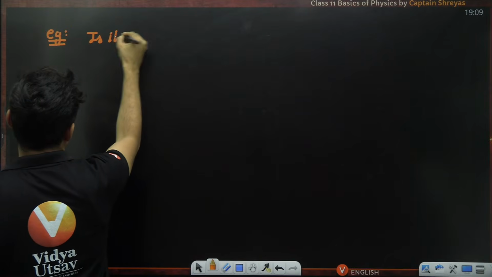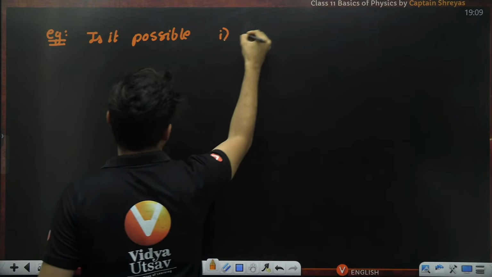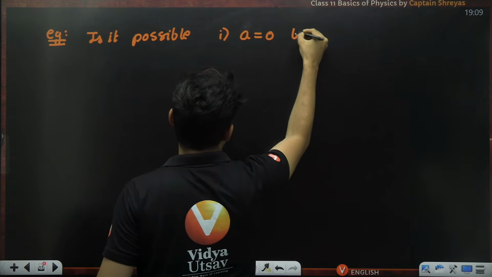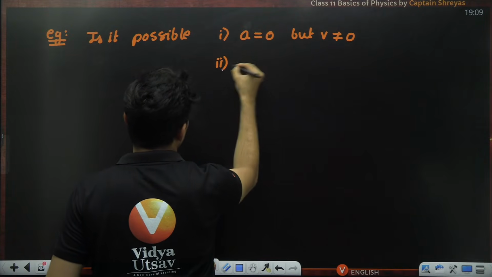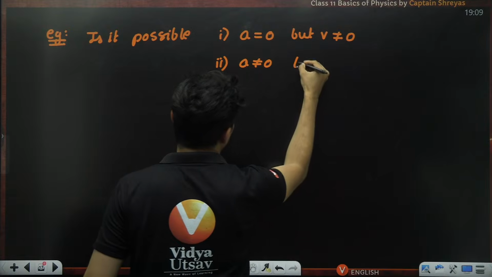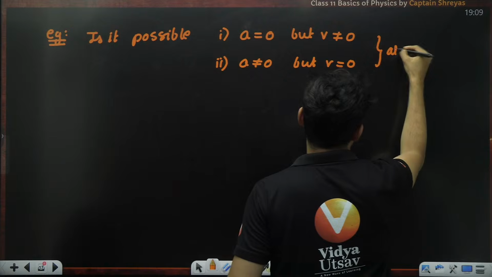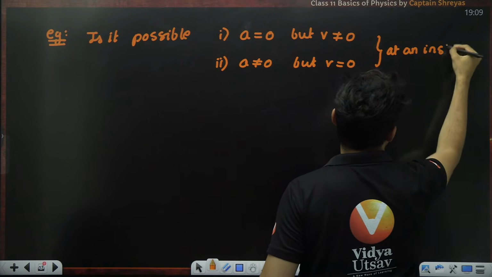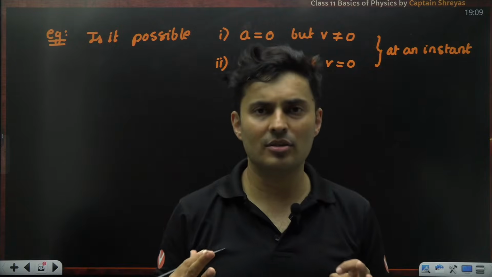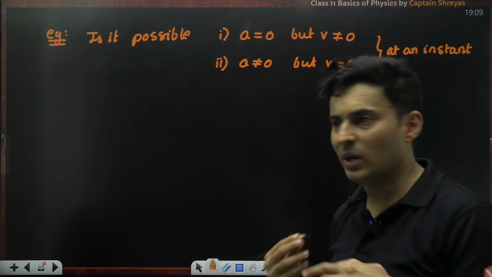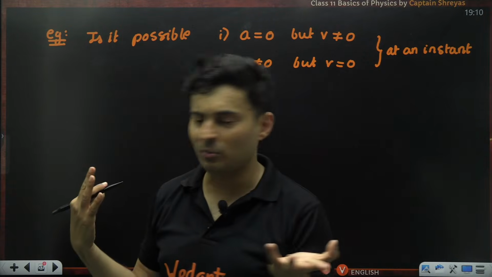Is it possible? Number one, acceleration is 0, but velocity is not 0. Number two, acceleration is not 0, but velocity is 0 at an instant. At some instant, acceleration is there, velocity is not there. Acceleration is not there, but velocity is there. Which of these two scenarios are possible, or both are possible, or both are not possible? What do you think?